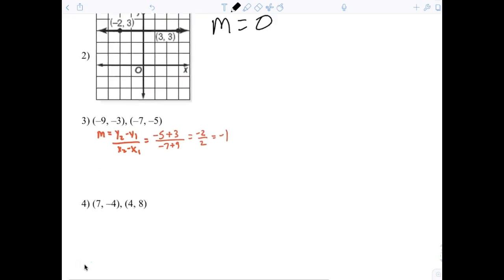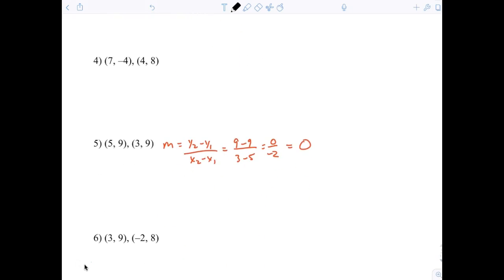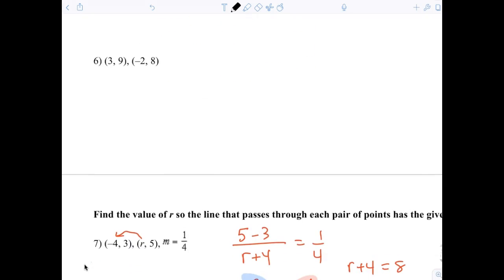All right, now let's take a look at question number 4. All right, let's see how you did. M is equal to 8 plus 4 over 4 minus 7, 12 over negative 3, negative 4. Everybody agreeing? All right, here we go. Number 6, 8 minus 9 over negative 2 minus 3, negative 1 over negative 5, 1 over 5. So far, so good?